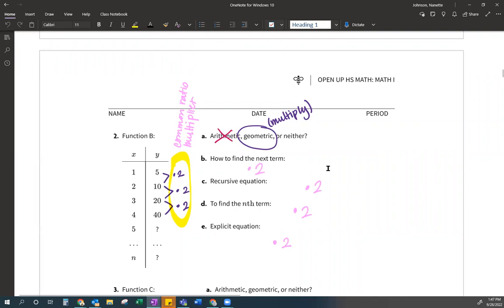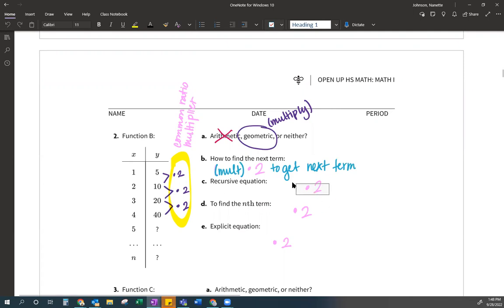Okay, so imagine it says multiply by 2. My recursive equation, your recursive equation, again, has two parts. Number one, where did it start? Can you give me my starting point right here? What's my starting point? Very good. I got lots of 5s, Miss Johnson. Exactly. So I'm going to write my starting point as f of 1 equals 5.